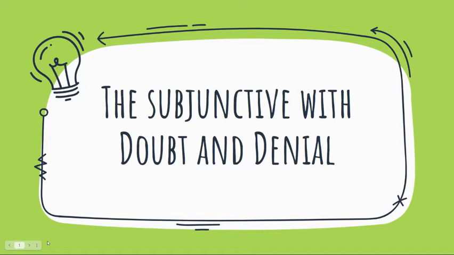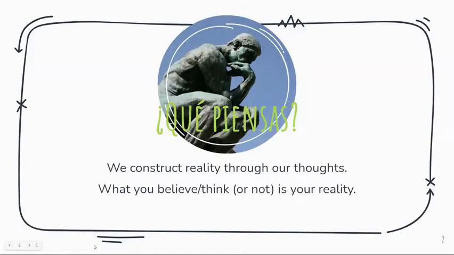Our next grammar topic in this chapter continues our study of the subjunctive. We're going to study how the subjunctive is used to express doubt and denial. The subjunctive really comes down to how we see reality. We construct reality through our thoughts. And so, in regards to this topic, it's really about what reality we have built up for ourselves in our head. What you think or believe or not is your reality.